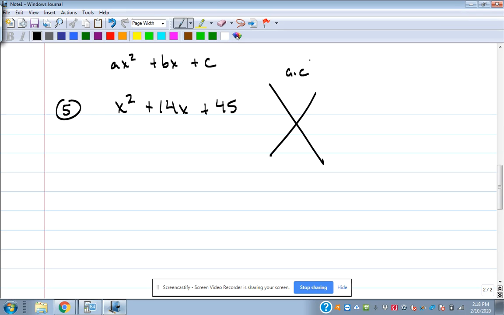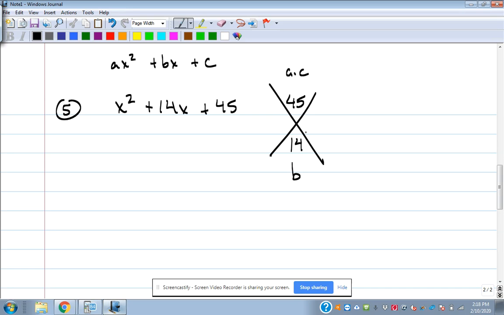So what's A for our problem? What's in front of x squared? 1. And C is positive 45. So 1 times positive 45 is a 45. So that's what goes up there. And then the number in the bottom part of the x is always B. So what's B in this problem? Positive 14.